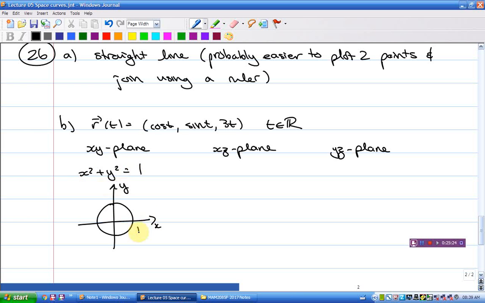Okay, what about the xz plane? In the xz plane, we ignore the y coordinate. We just look at x and z. x is cos t, z is 3t. So, let's have a look. t would be z over 3. So, x is cos of z over 3. It's a cos curve that has x as the dependent variable and z as the independent variable. So, it does this.